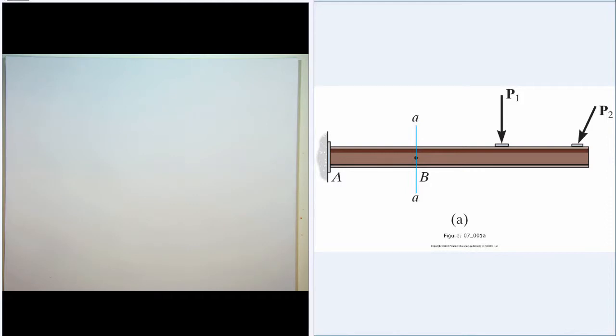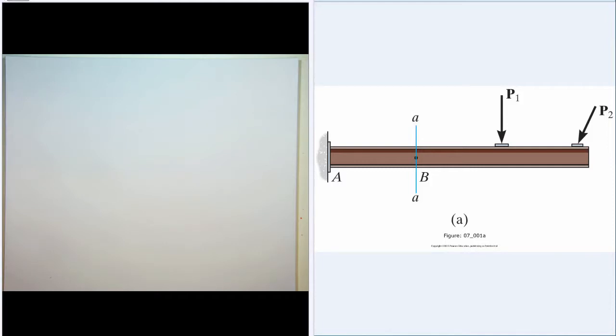So for example, here is a cantilever beam that has a fixed support at A and two applied loads, P1 and P2. And we want to find the internal forces at point B. It's important to know the internal forces so that we can properly design the member, that is, sizing and material.